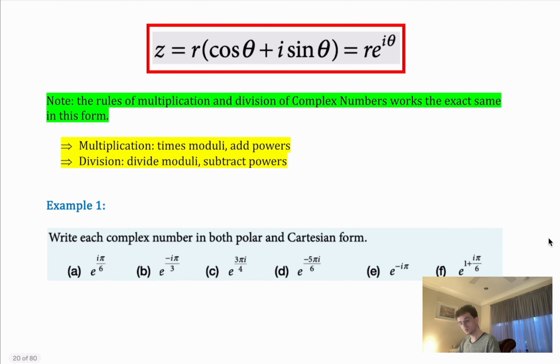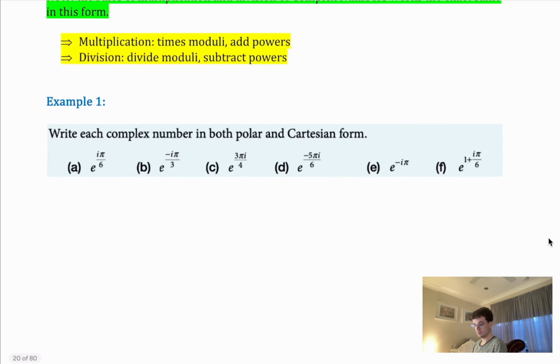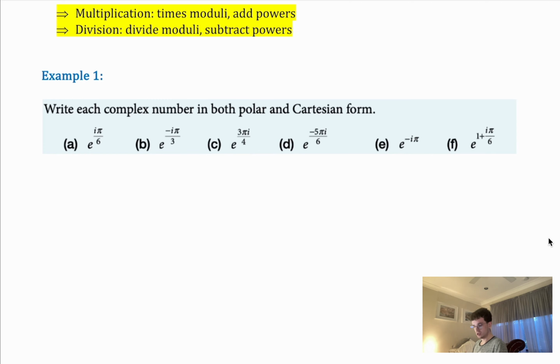So note that the rules for the multiplication and division of complex numbers in mod arg form, as well as de Moivre's theorem, still apply to Euler's formula. So I might do just example A and B for this video. The rest we'll do in class. We're going to write each complex number in both polar and Cartesian form.